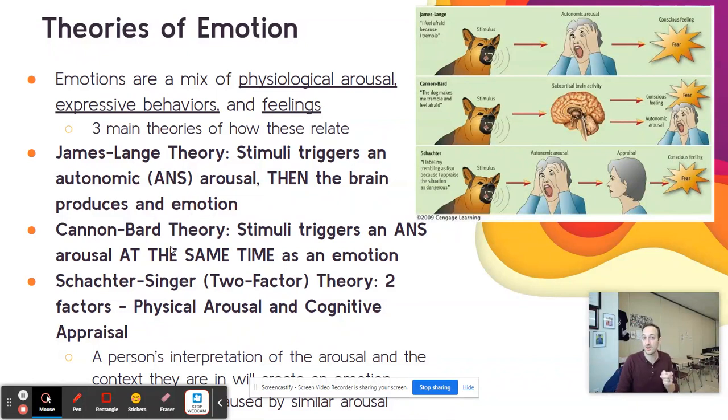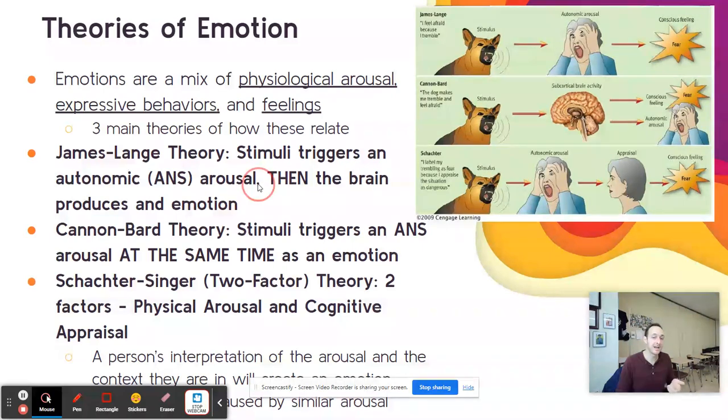Cannon-Bard argues, and these are all people's last names, by the way, that you can't say this, then that. It's way too close to each other. Basically, we're going to say they happen simultaneously, at the same time. So in that story I just shared about someone banging on my window, the heart beating while my brain is also saying I'm feeling scared happens simultaneously.